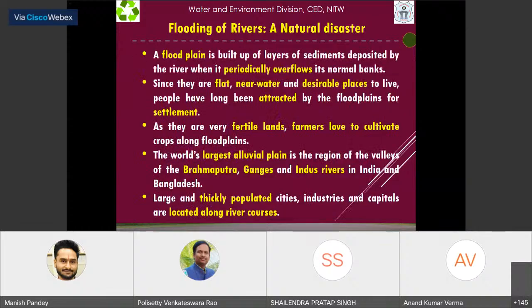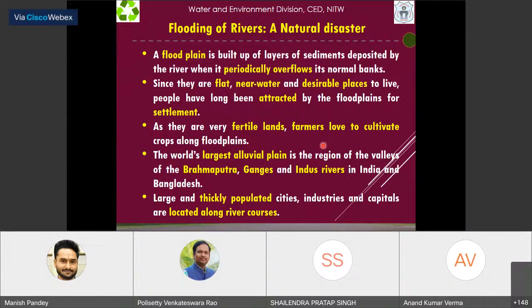Now, a floodplain is built up of layers of sediments deposited by the river when it periodically overflows the normal banks. And these floodplains are generally flat and near water, and are desirable places to live. People have long been attracted by the floodplains for settlements. And even farmers, they love to cultivate the floodplains because they are very fertile.